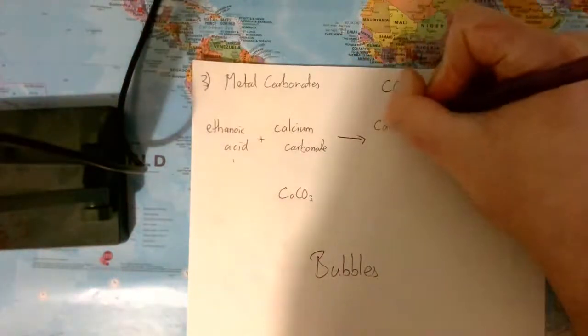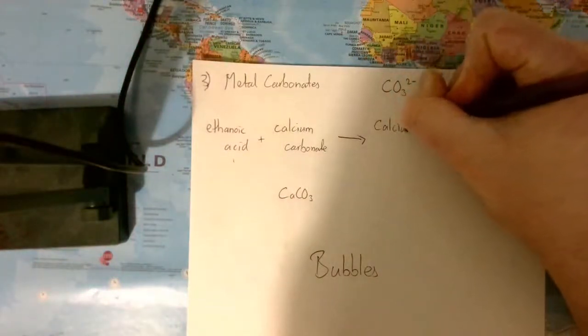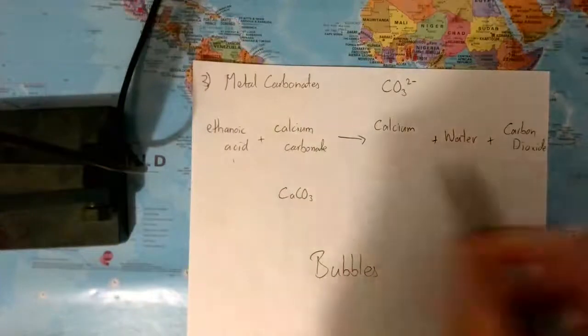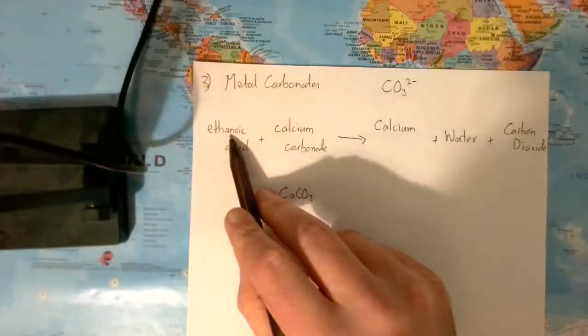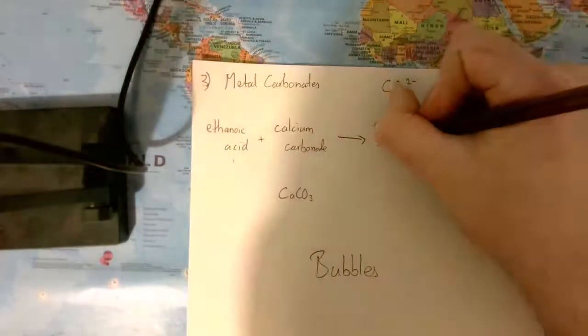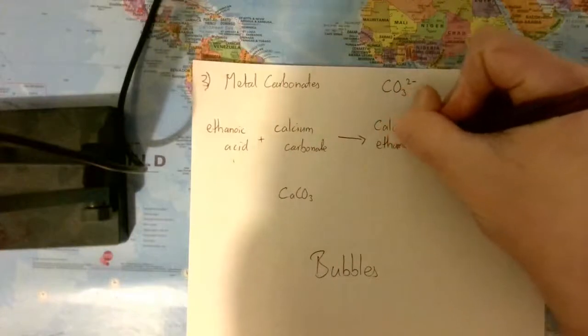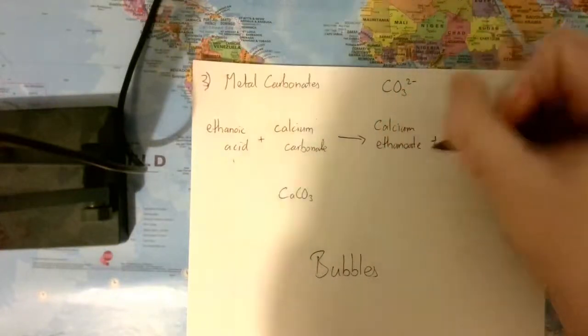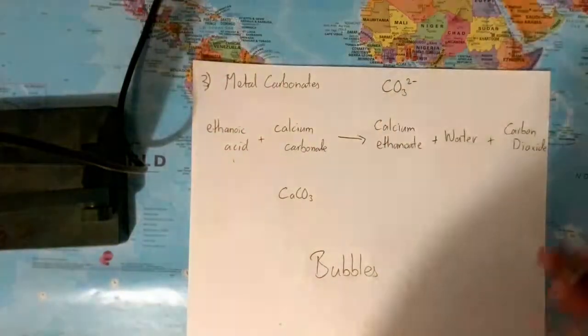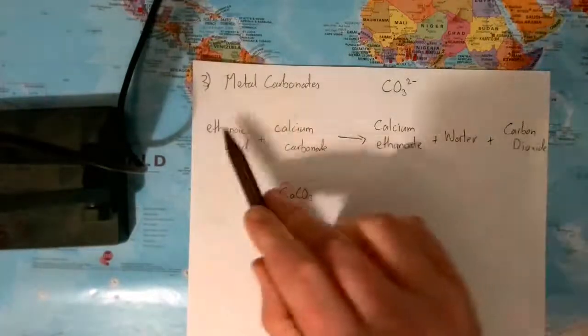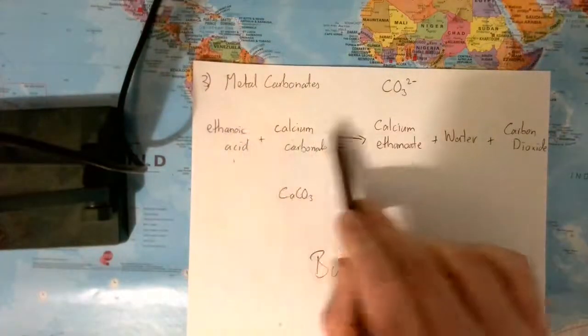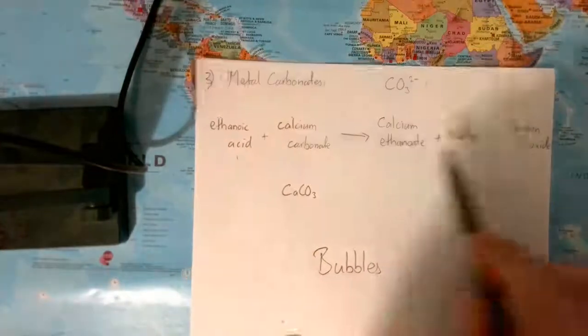So this will be calcium. That has to end up somewhere, and the other part comes from the acid here, so that will become calcium. And you change the name very slightly to ethanoate, which would be in the same way that if you had sulfuric acid with calcium carbonate, you would get calcium sulfate. So I'm going to give you another one to try here. Please do pause and give it a try.